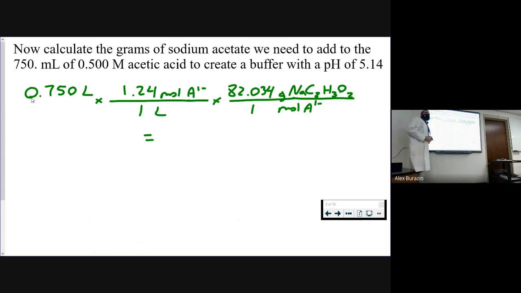How many grams of sodium acetate do we need? Wait, what is that? That's sodium acetate. Nacho. How many total grams? Let's see your point. 76.3. 76.3.